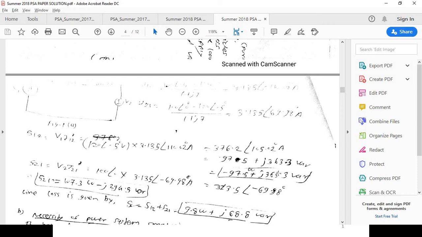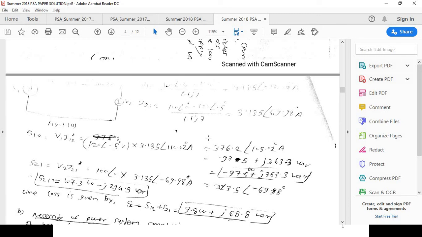Now S21, that is the complex power supplied by source 2 to 1, is V2 into I21 star. That is, I21 star is nothing but the complex conjugate of current I21. So voltage V2 is 100 at an angle of 0 into I21, which is 3.135 at an angle of 69.90 degree ampere.